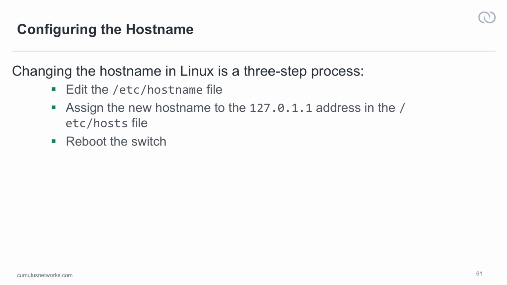To change the hostname of a Debian Linux system, it is a three-step process. Edit the /etc/hostname file. The /etc/hostname file is a simple file. It contains one line and only the short name of the host. Do not put the fully qualified domain name into this file. Assign the new hostname to the 127.0.1.1 address in the /etc/hosts file, and then reboot the switch.